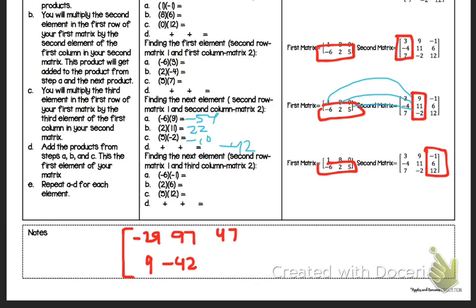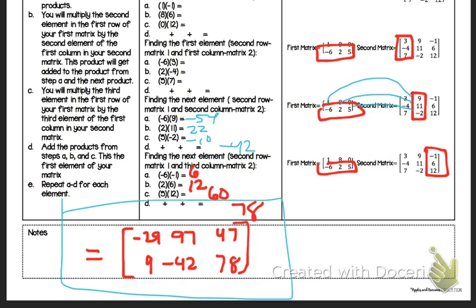And then last we need the second row and the third column. So we do negative 6 times negative 1, which is 6. 6 times 2 is 12. 5 times 12 is 60. Add all of those together, we get 72 plus 6, 78. And that's our second row, third column. Okay, so this is our resulting matrix. This is our product matrix right here. So all of that to get this matrix. Okay, so that's how we multiply matrices together. It's kind of a complicated process, but once you get the hang of it, it's not that bad.